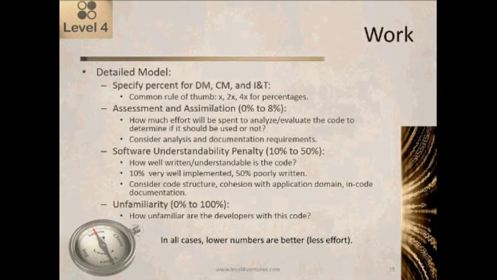Well, we may have to do some assessment and assimilation work in order to understand and analyze that code to even decide whether or not it's worth considering for reuse. And so we need to have a budget for doing that AA work. And the budget can be anywhere between 0% to 8%. When you're looking at it, you want to take into consideration not just how much analysis time will be required, but also how thorough the documentation needs to be. So if we need to analyze this and then put together a feasibility report and present that feasibility report to senior management, then that's going to take more work than if we're just doing the analysis.